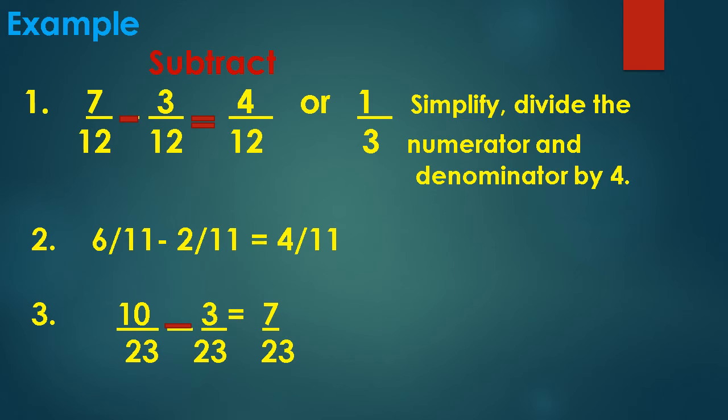Number 2, 6/11 minus 2/11 is equal to 4/11. Number 3, 10/23 minus 3/23 is equal to 7/23.